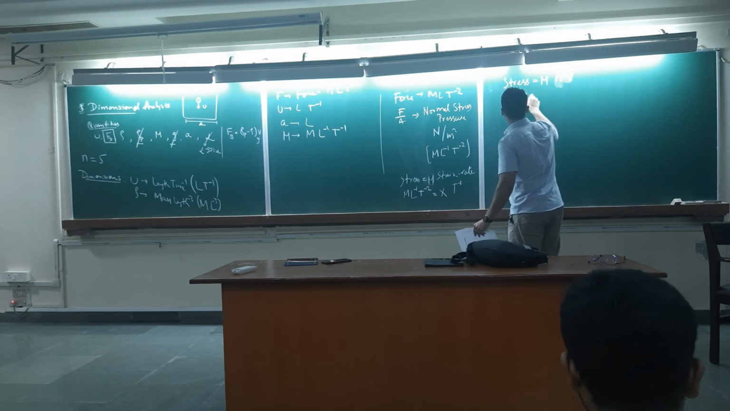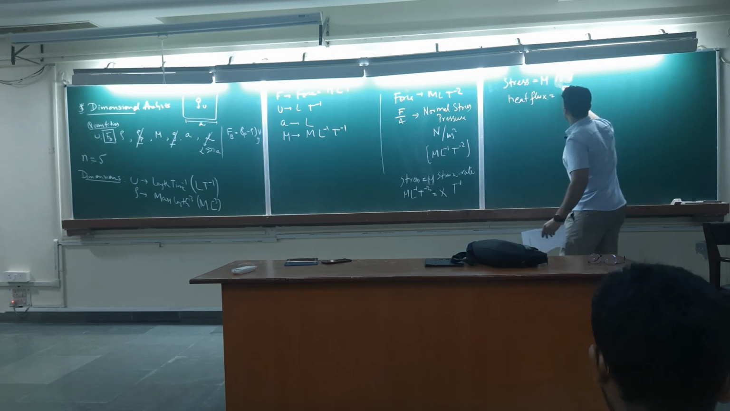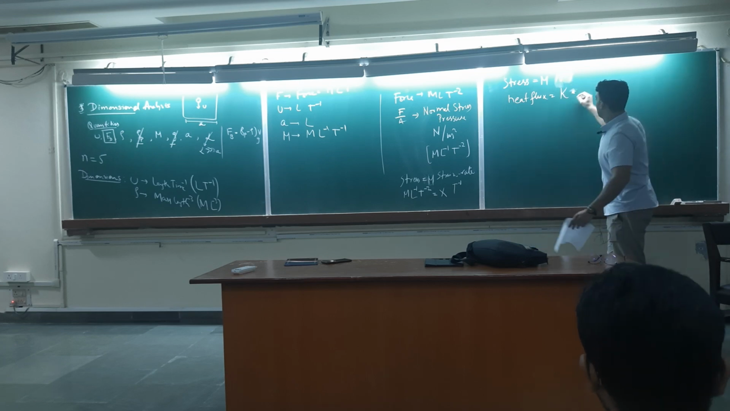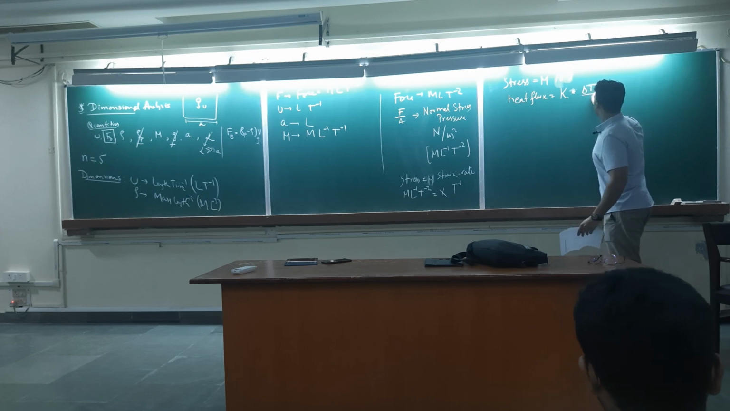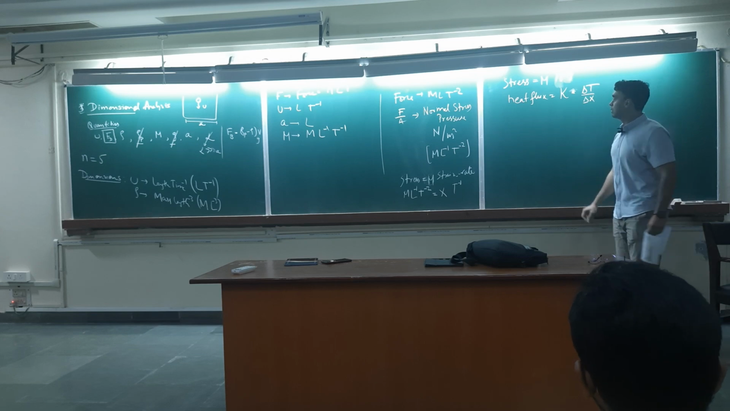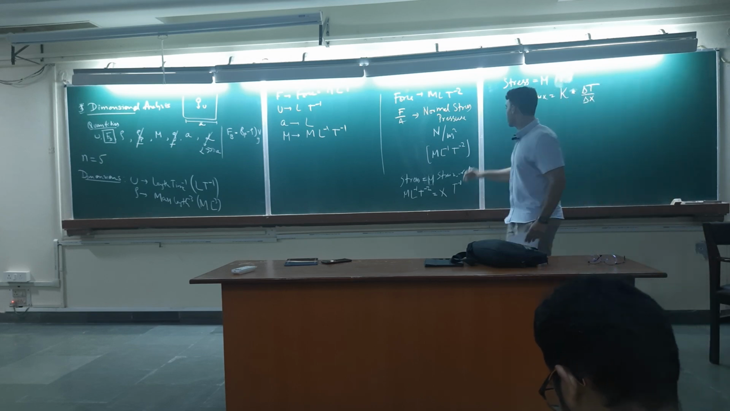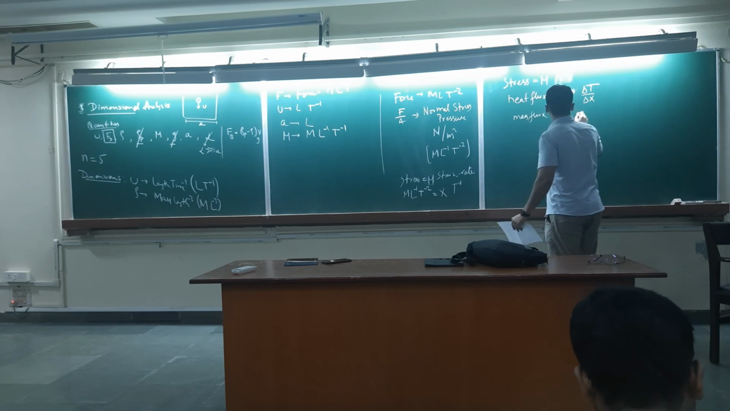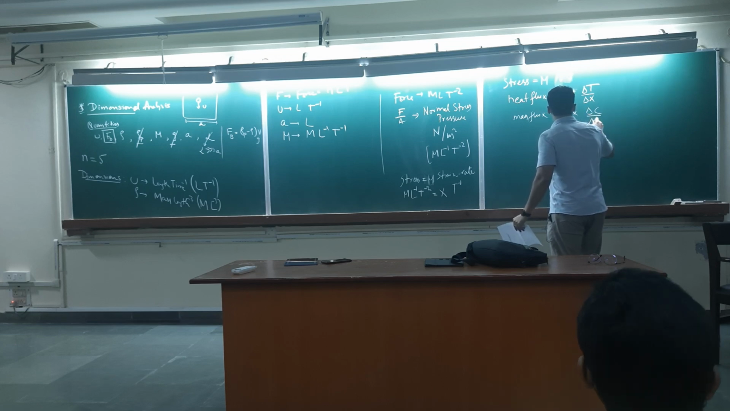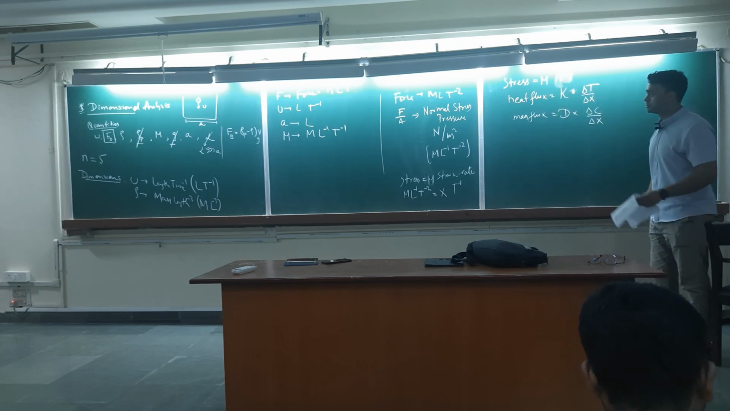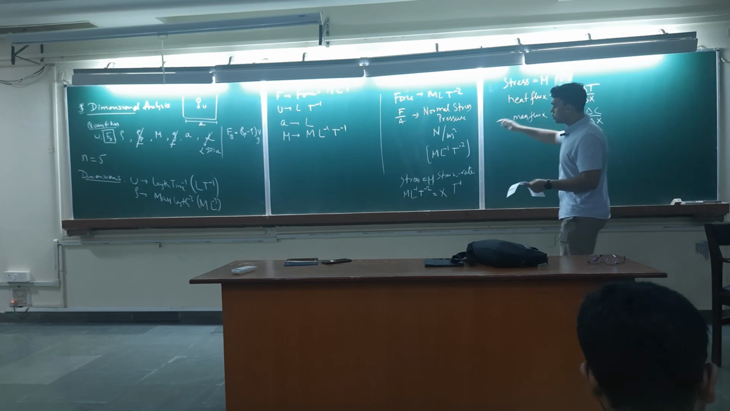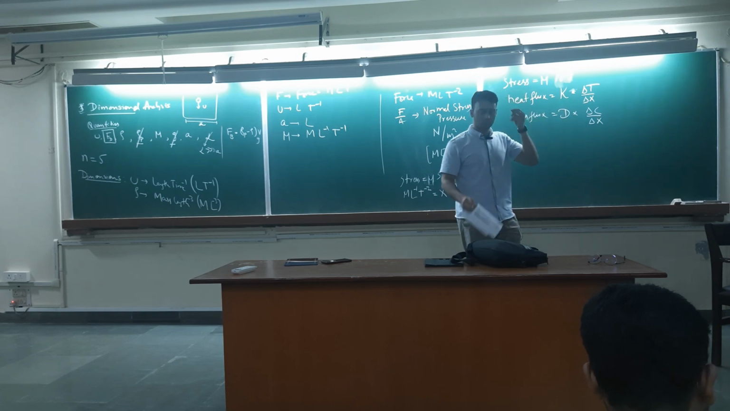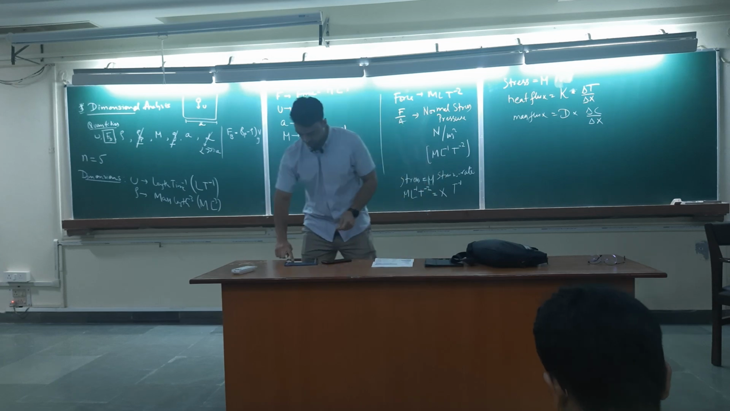Heat flux is equal to some constant quantity K multiplied by delta T by delta X. Similarly, mass flux you can write as diffusivity times delta C by delta X. Okay. Can you do similarly the same exercise and find the units of K and D at your home? Easy to do, right? Okay.